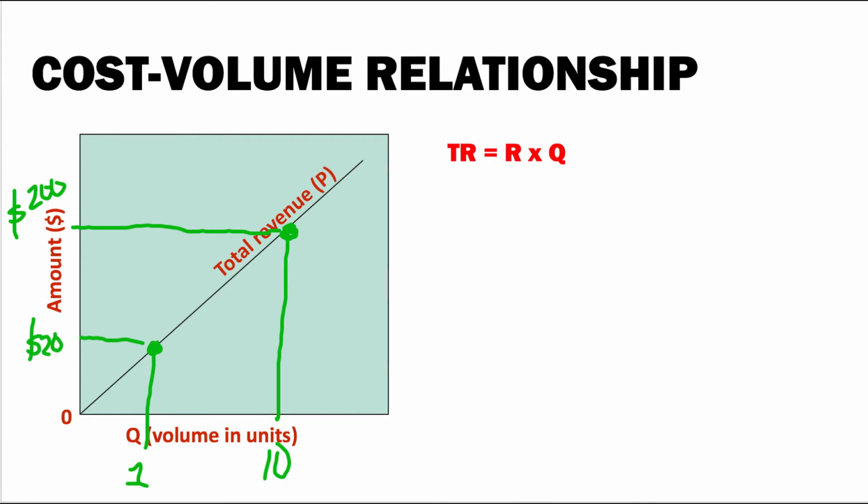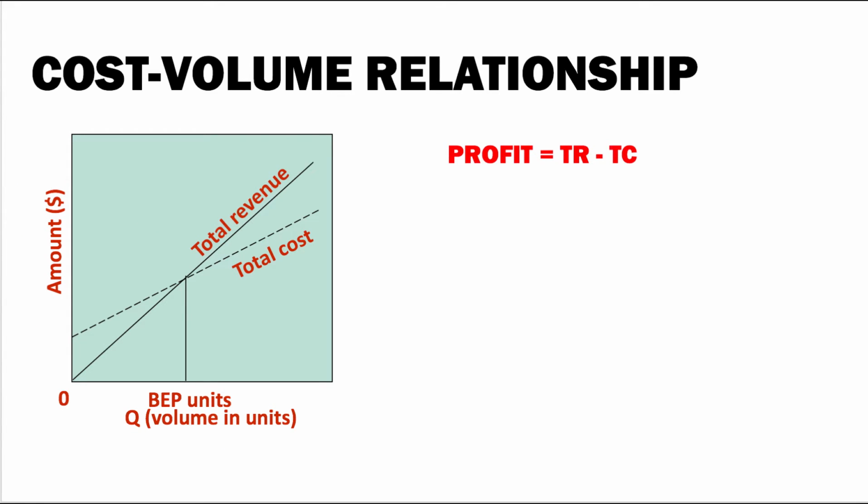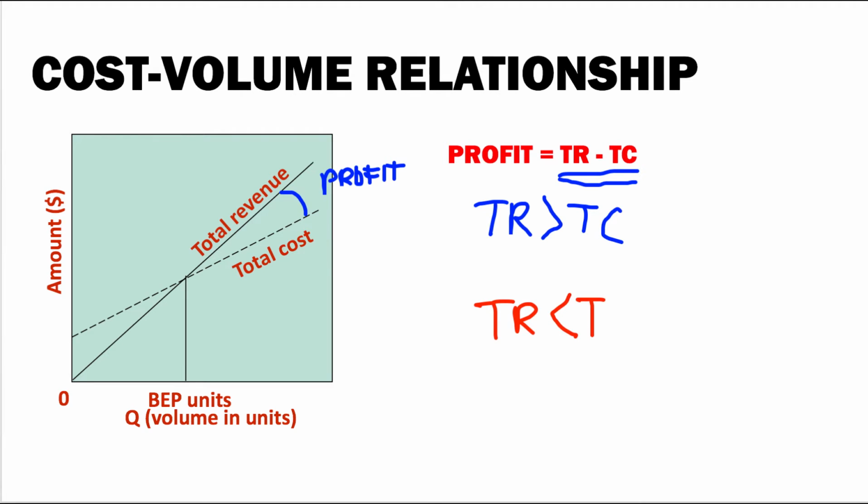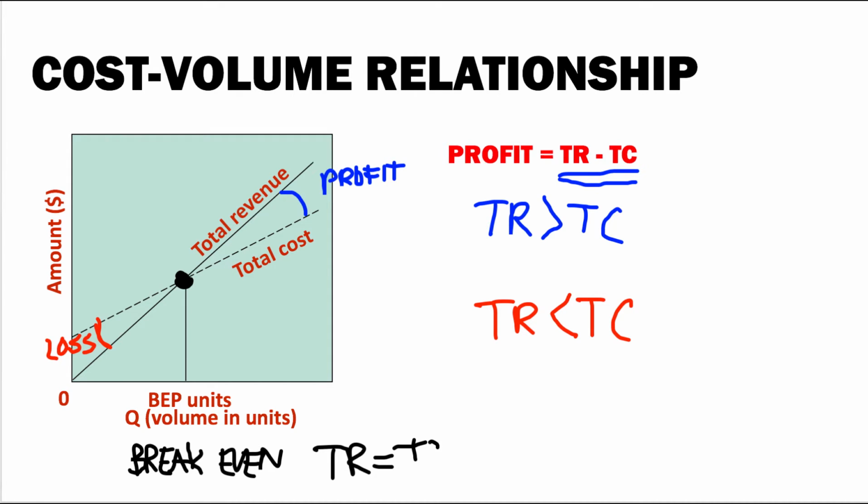And when we put the two graphs together, we get this. This is our cost-volume relationship graph. Here we say that profit is the difference between total cost and revenue, which means that when you have more revenue than cost, you make a profit. And on the other hand, if you have less revenue than cost, you have a loss. And where these two lines intersect, this is our break-even point, which is where our total revenue equals total cost.